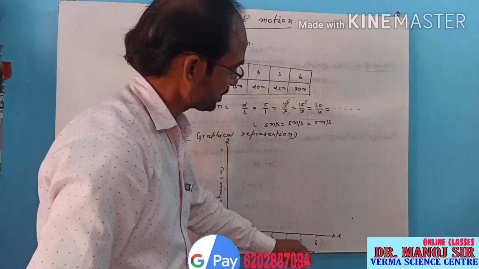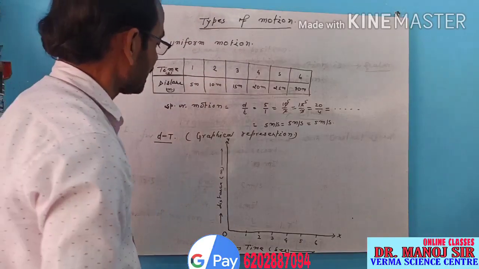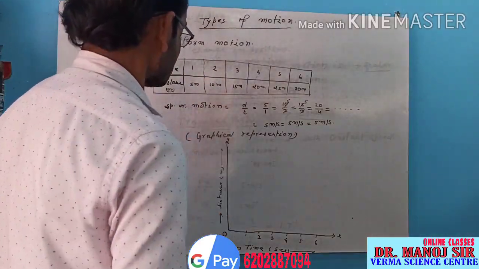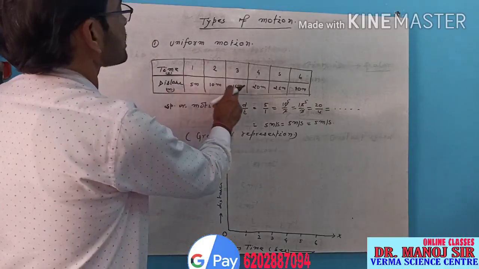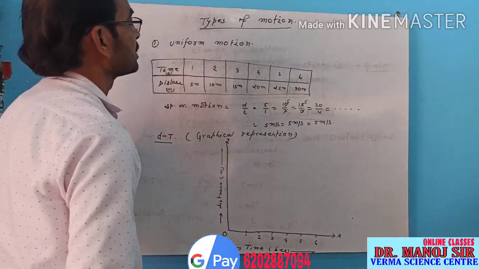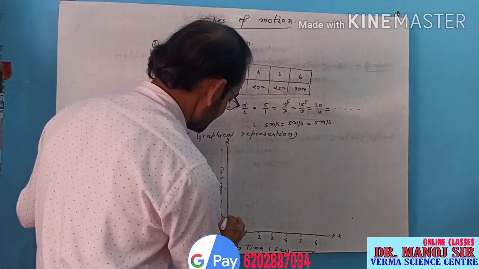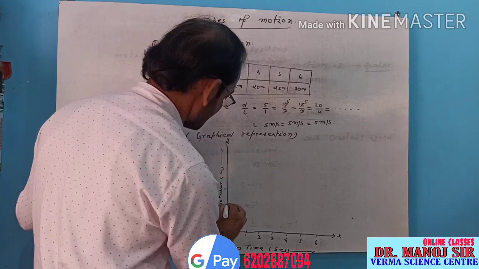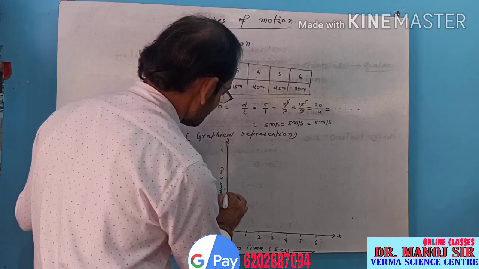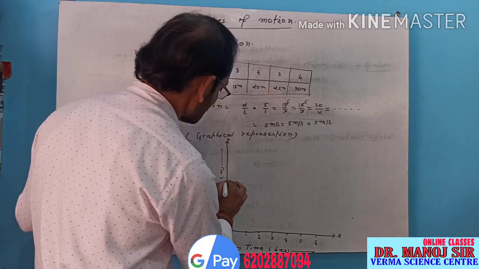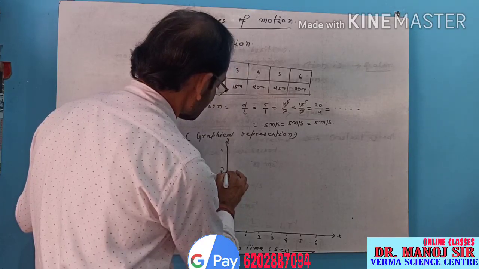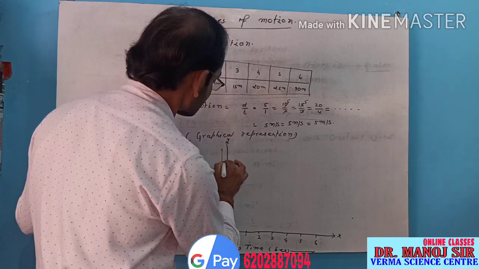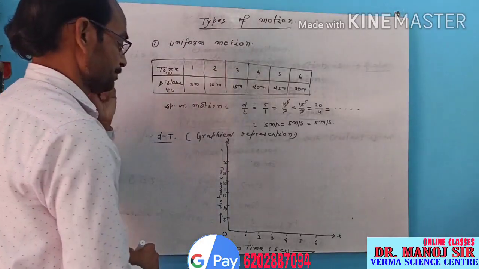This is the time period in seconds, and on the vertical axis, distance is mentioned, that is 5, 10, 15, 20, 25, 30.